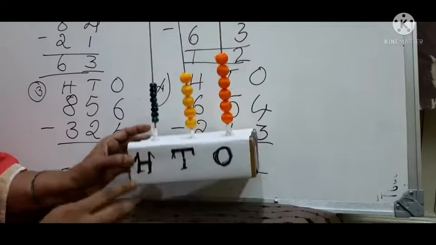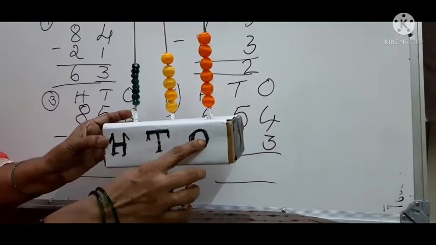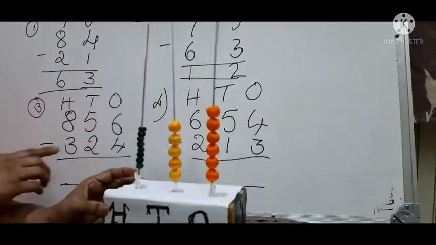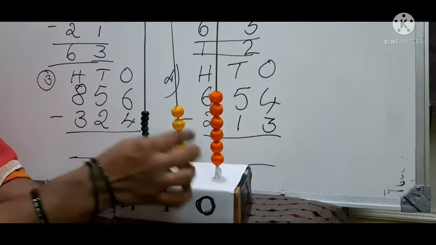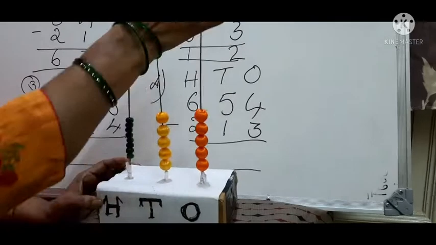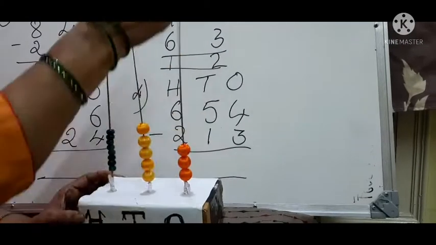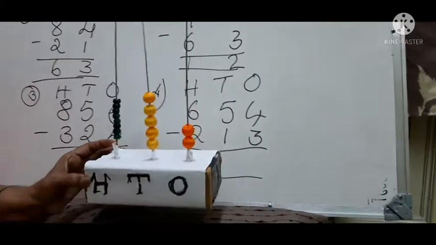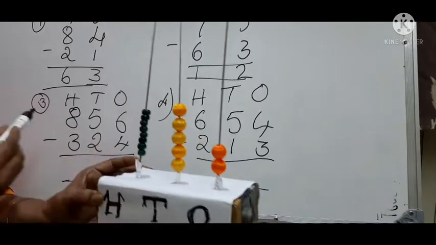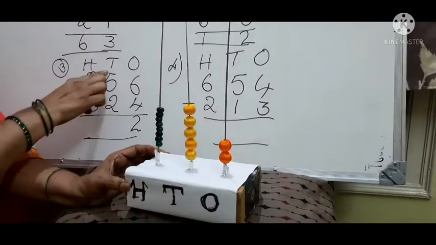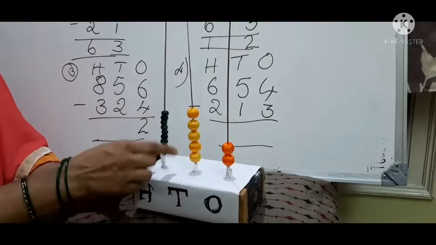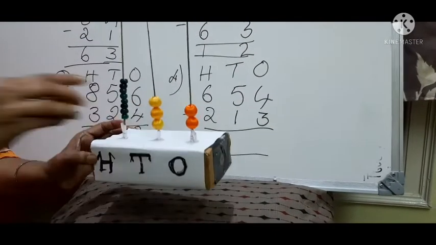856. Hundreds, tens, ones. 856. Now we have to subtract 6 minus 4. We have to take out 4 beads. Then how many are remaining here? 2. 6 minus 4 is 2. Next, 5 minus 2. 5 minus 2 will be 3.